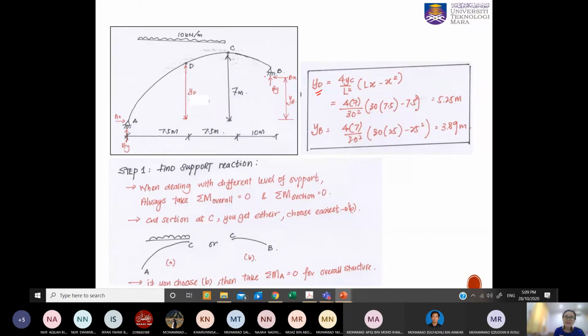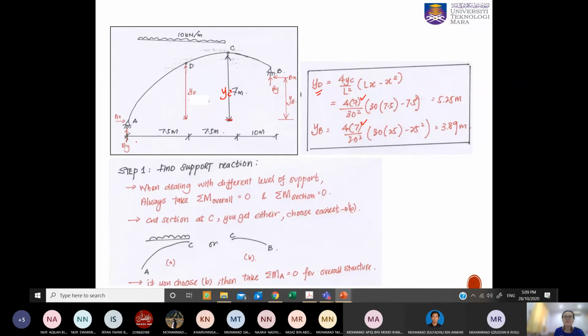So yc will be the rise, which is measured from the spring line to the crown. This is yc, and yc is 7. For both YD and YB, you can see that this is 7. And L is fixed.